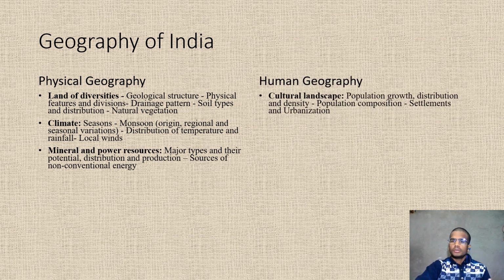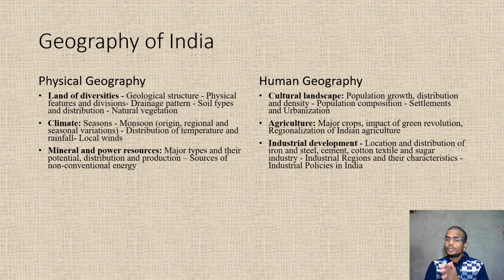Then the human part, where we're doing cultural landscape and population. Here we will be talking about population distribution, growth, density, settlements and urbanization. You should be focusing on the population growth in past decades: which states of India show the highest growth rate and which states show the lowest growth rate. You need to know at least five, and you need to know which union territory has the largest population and which has the lowest population. The same goes for urban agglomerations: which urban agglomeration has the largest population and which has the lowest population.